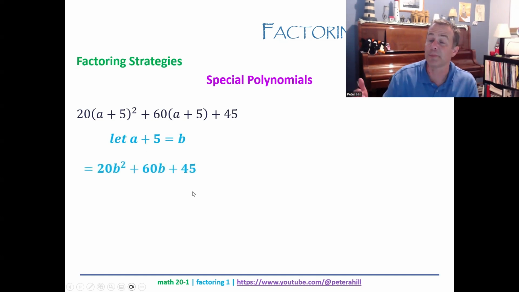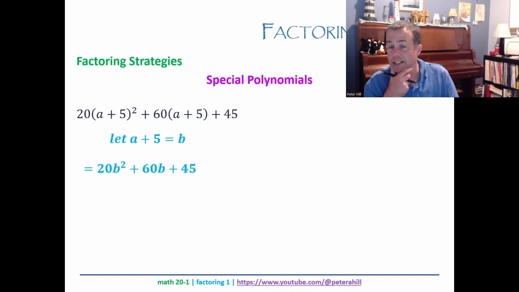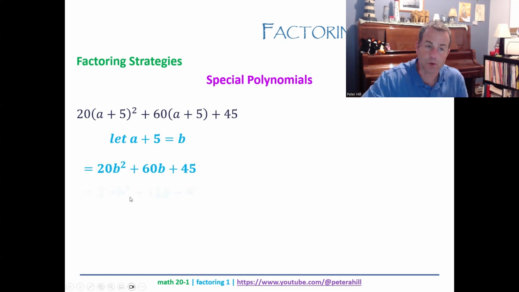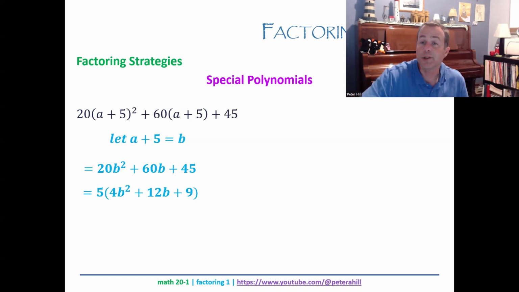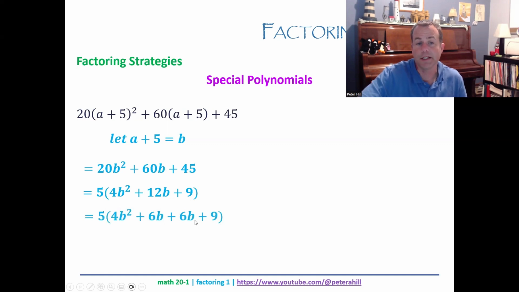Now, those are large numbers. I probably want to think right away, hey, do I have a greatest common factor that I can deal with here? And the answer is yes, I can take out 5. So if I take out the 5, that leaves me with 4b squared plus 12b plus 9. Okay, so now I'd be looking for two numbers that multiply together to give me 36, 4 times 9, and add together to give me 12. I know that that's 6 and 6, so I'm breaking my 12b into 6b and 6b.